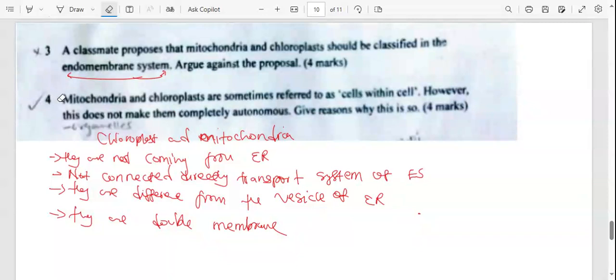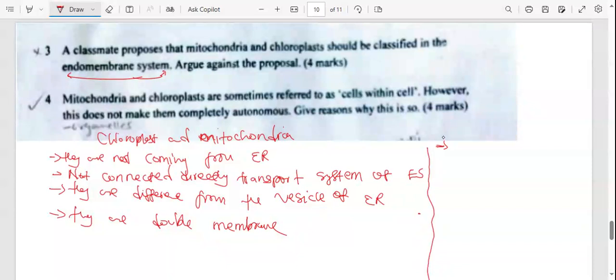So then question 4: mitochondria and chloroplast are sometimes referred to as cells within cells. However, this does not make them completely autonomous. Give reasons why this is so. So I want to give reasons why it is like this. What happens is that there is what we call endosymbiosis.